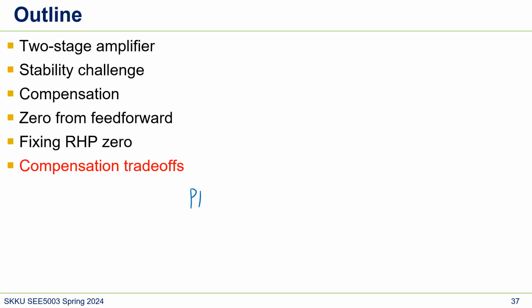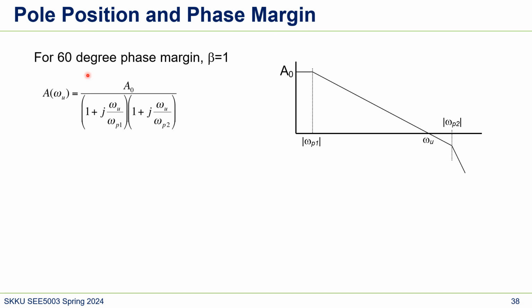The trade-off is between phase margin versus the current in the second stage. That's what we are going to discuss. Pole position and phase margin. In this slide, we'll assume that we need 60-degree phase margin, because usually a phase margin of 45 is not enough. In lots of cases people just use a phase margin of 60 degrees, and let's say beta is 1, because when beta is 1, that's the worst case.